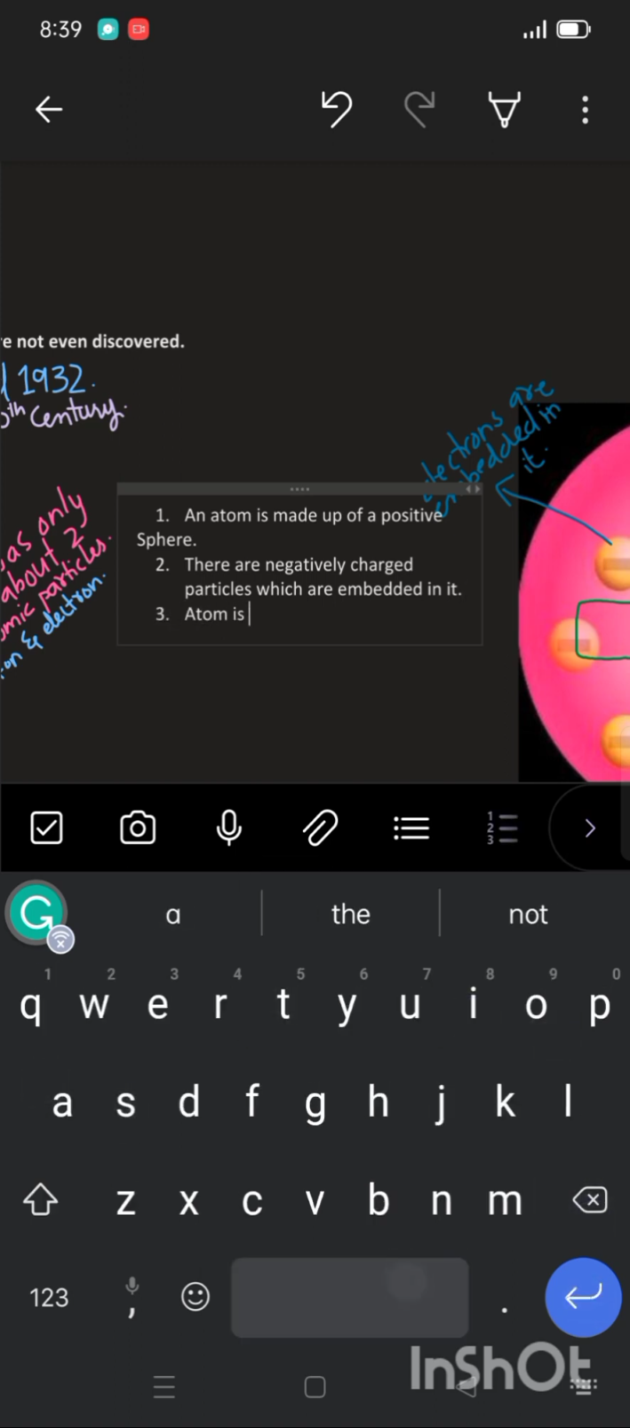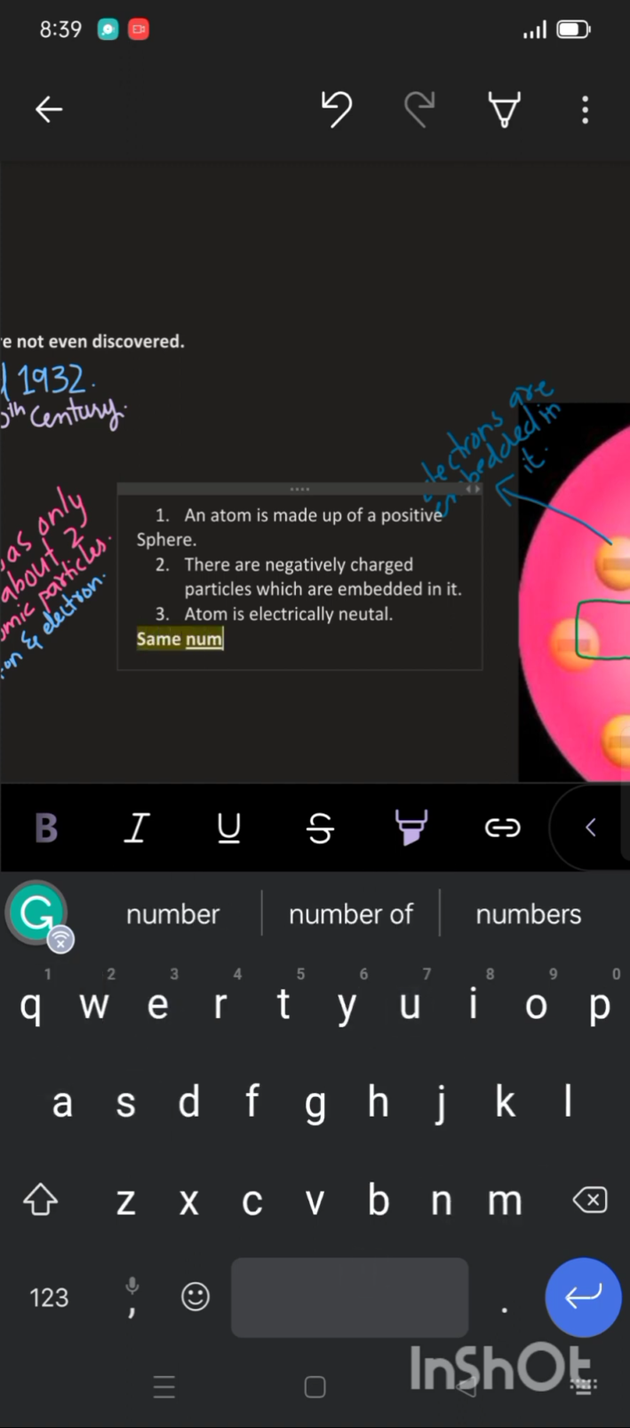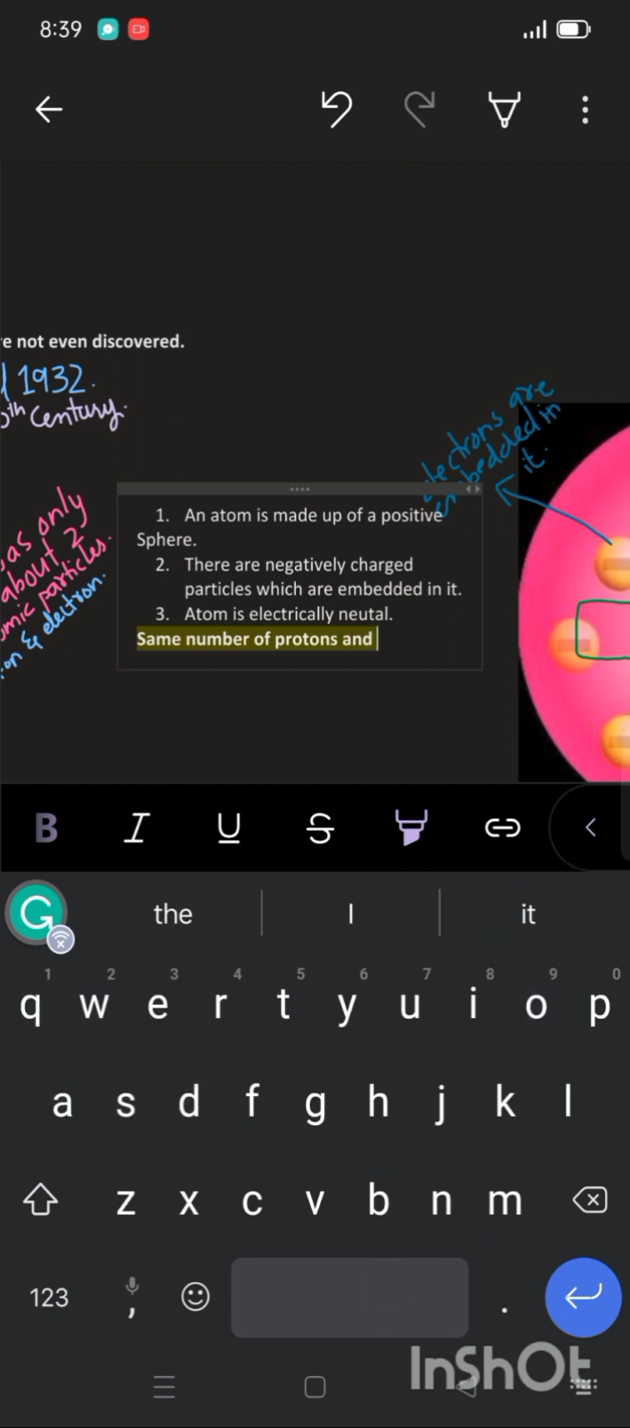And he also said that an atom is electrically neutral. Atom is electrically neutral means there is the same number of protons as well as the same number of electrons. So let me write that, this is a very important point: same number of protons and electrons, which cancel each other out and make it electrically neutral, right?